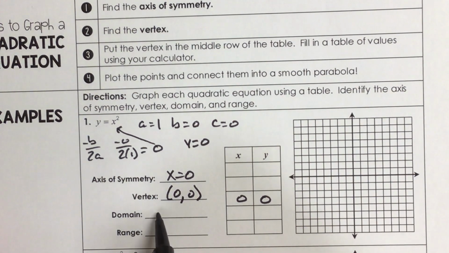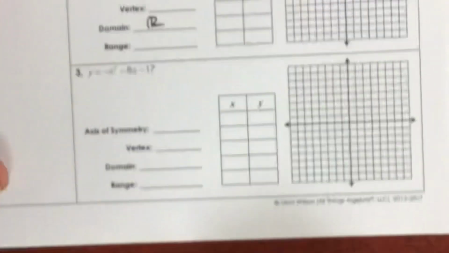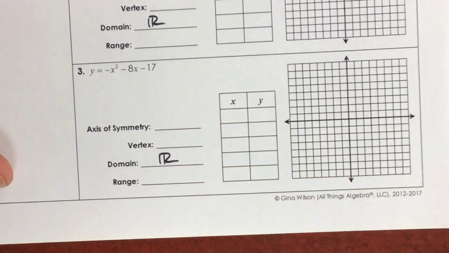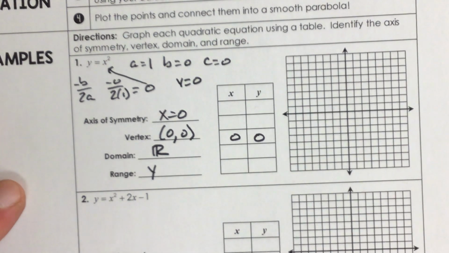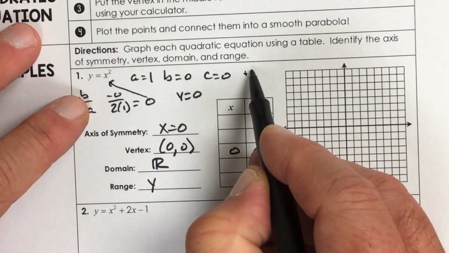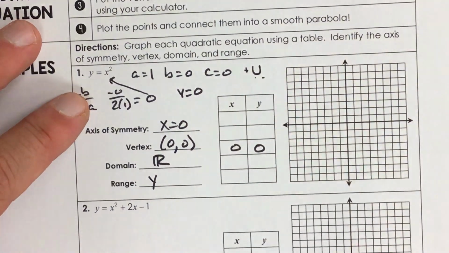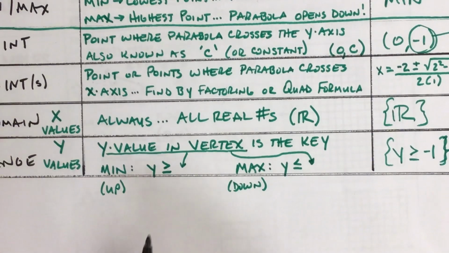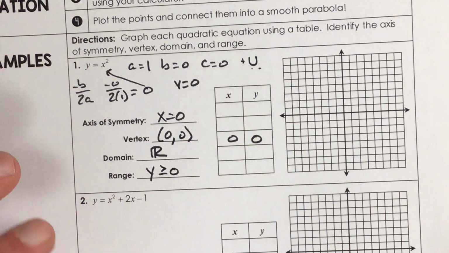Domain, we're always going to say is real numbers, right? It's always going to be real numbers. So if you wanted to, you can come down here to number 2 and put real numbers, and to number 3 we could put real numbers. That one's the given. The range is going to be y, whatever y is. So let's talk about this. The a is positive, so it's going to open up. So we're going to have a minimum. If we have a minimum, then y is going to be greater than or equal to 0, all the numbers greater than this value right here.